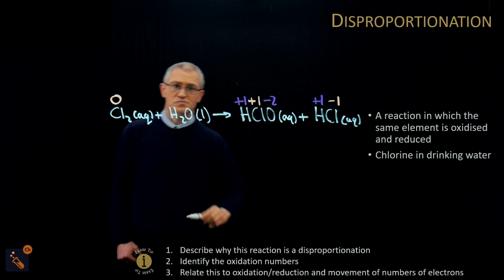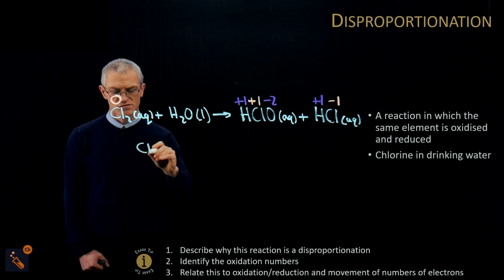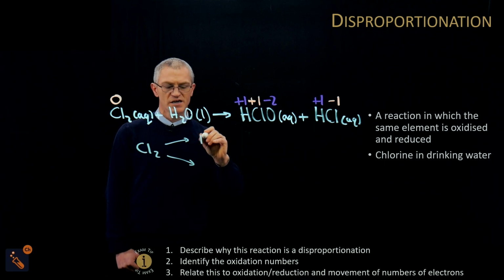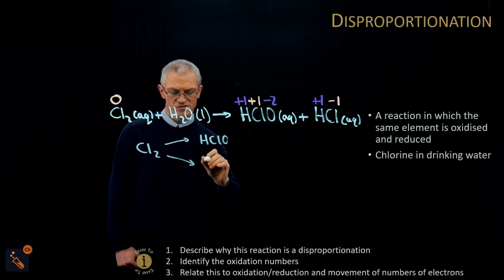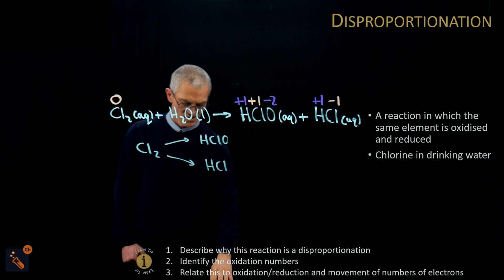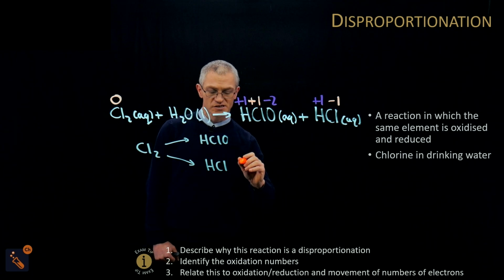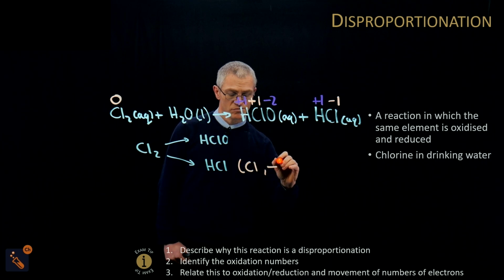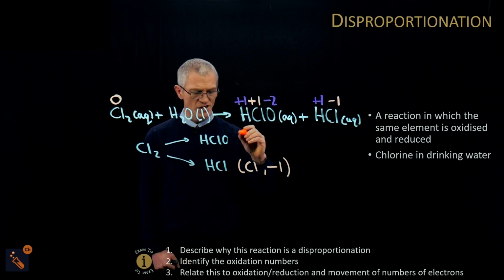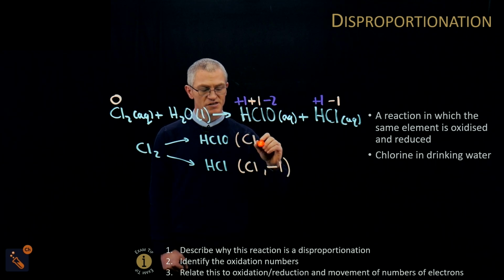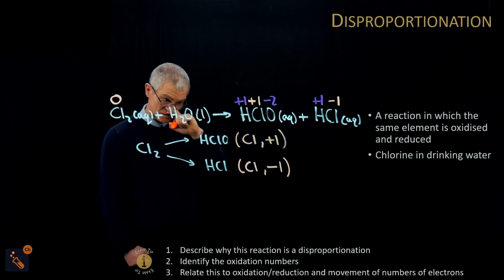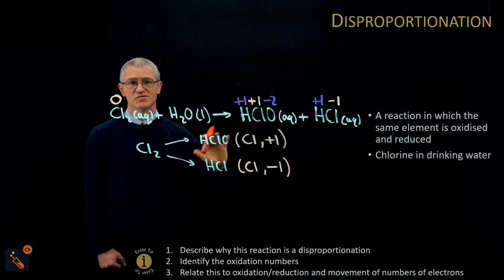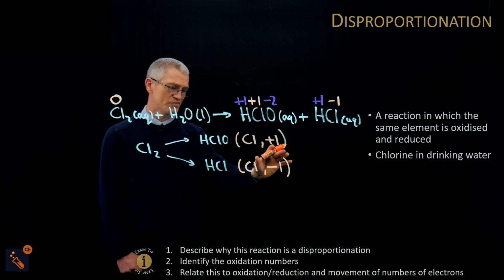So we know that chlorine is going to go in 2 directions. It's going to go to HClO, and it's going to go to HCl. And in the HCl, the chlorine is going to be a -1 oxidation number. Okay, and then in this one, the chlorine is going to be a +1 oxidation number. So I've stated my oxidation numbers. Okay, and you might have to put this in a nice sentence, say the oxidation numbers are this and this. Okay, but I've done my oxidation numbers.